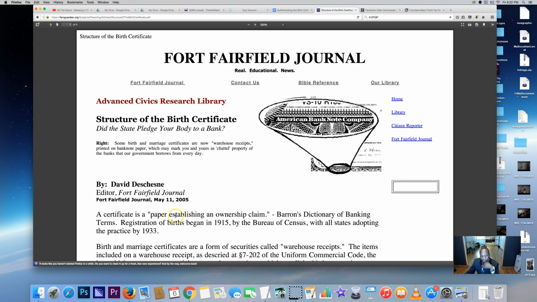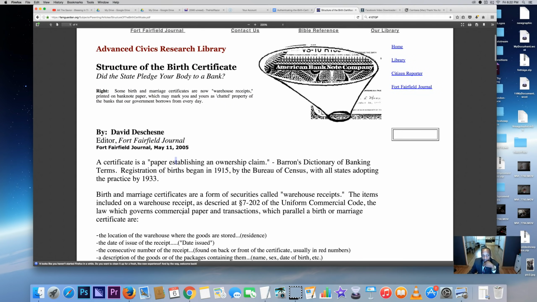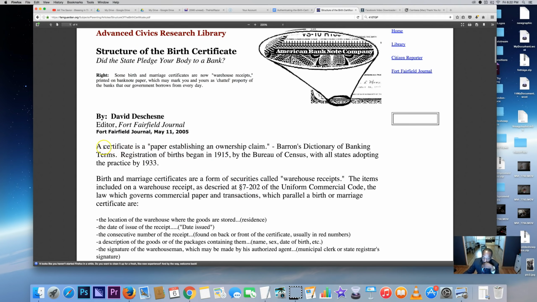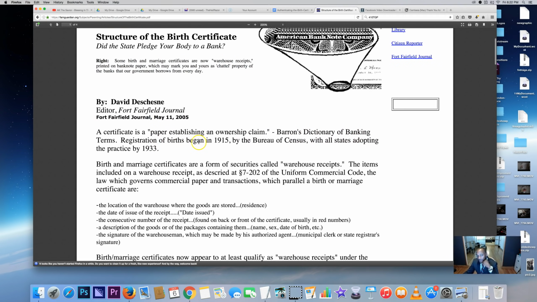A certificate is a paper establishing ownership claim. Okay? Ownership claim. Barron's Dictionary of Banking Terms. Registration of births began in 1915. Remember that date, right? It began in 1915 by the Bureau of Census, with all states adopting the practice by 1933. Remember, 1933 is an important year.